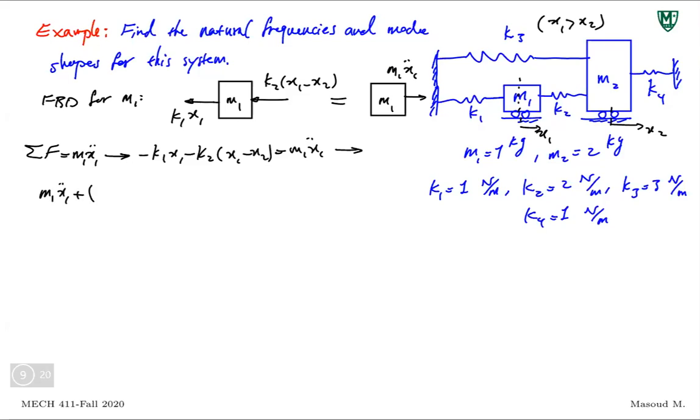This becomes plus K1 plus K2 goes to the other side. X1 minus K2 X2 is equal to 0. That would be the first equation. Hopefully I did not make many mistakes. You'll see. At the end, it's going to be obvious if a mistake is happening.